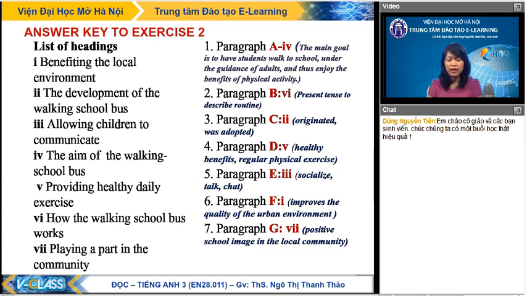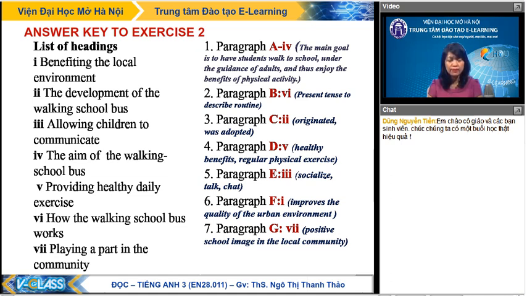You can also find some very clear or obvious evidence here. Healthy benefits, regular physical exercise. Okay? Come on with paragraph E. The best heading is number 3, allowing children to communicate. Why so? Socialize, talk, and chat. They are keywords or the evidence for choosing number 3 as the best answer for paragraph E.